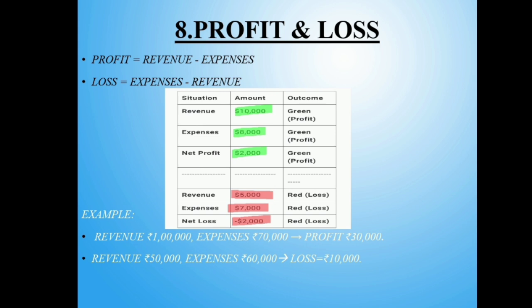Now example 2, loss. Let's take another case. Suppose your revenue is 50,000 rupees, but your total expenses are 60,000 rupees. Using the formula, we get a loss of 10,000 rupees. This is called profit and loss. Here, the formula is given. You can see that.